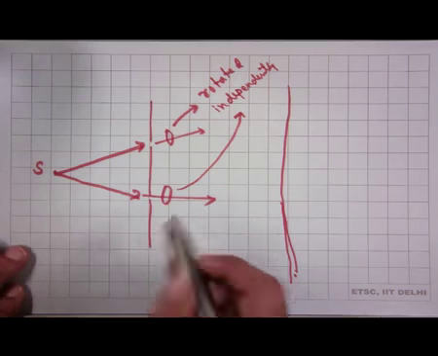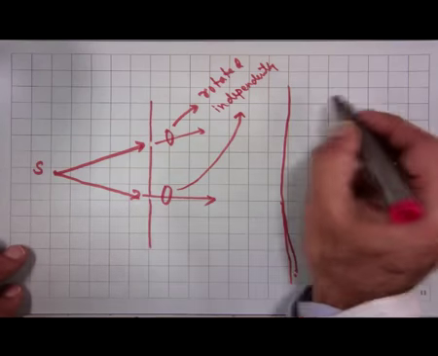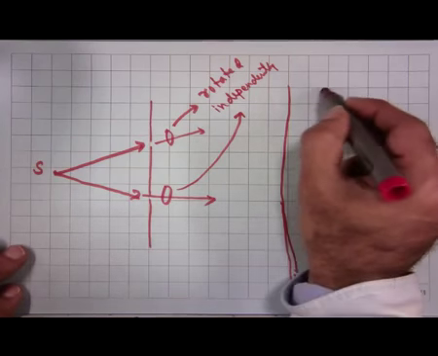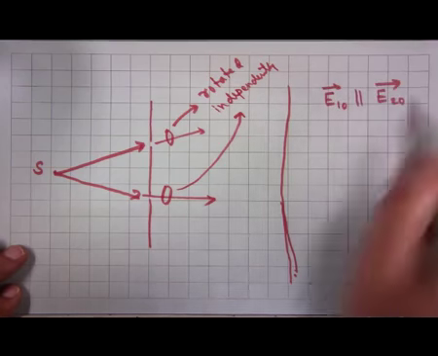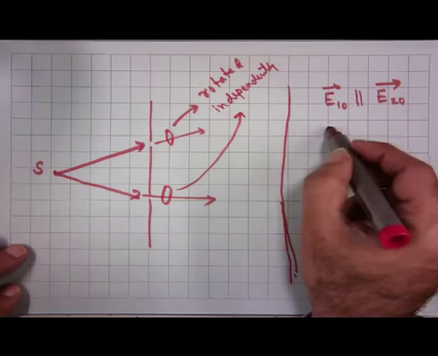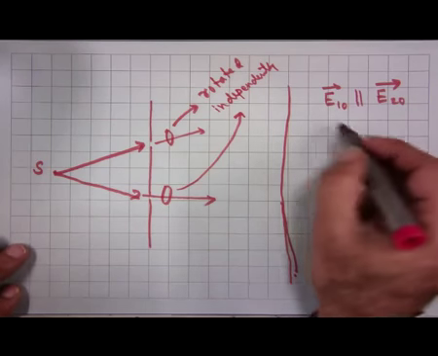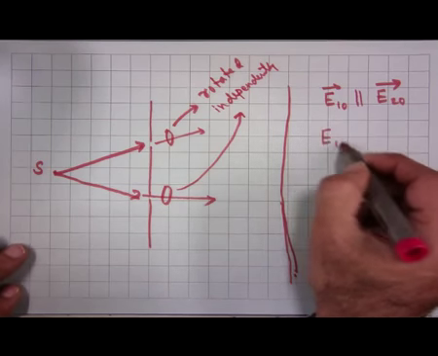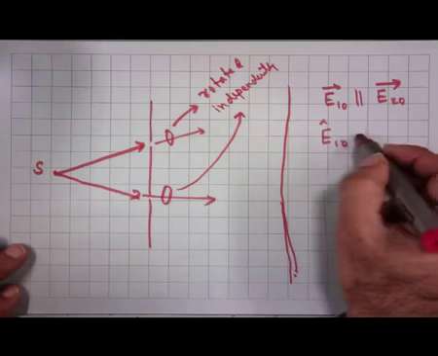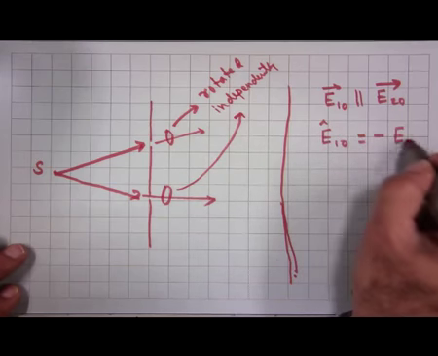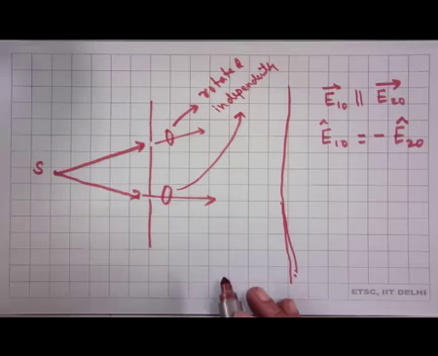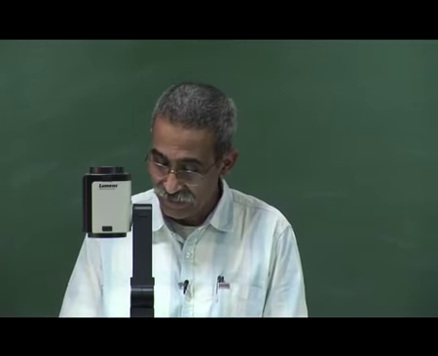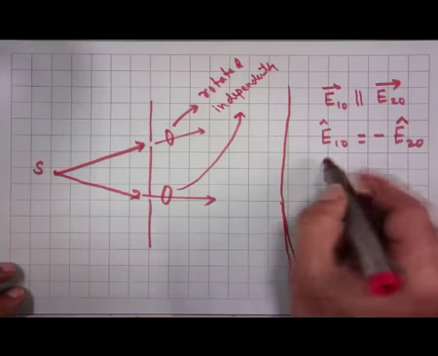So they can produce polarization in the same direction, so E1 0 parallel to E2 0, or they can make E1 0 anti-parallel to E2 0, so E1 0 is minus E2 0. I am writing the unit vector to emphasize the direction. Anyway, since they are coming from the same source, slit width will be the same, the intensity will be the same, the magnitude will be the same.